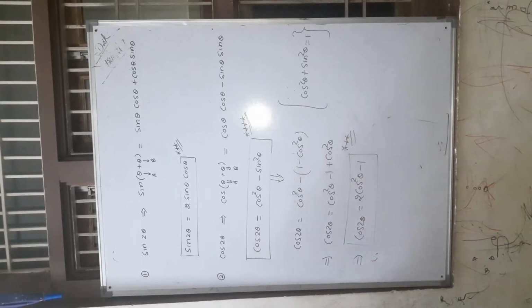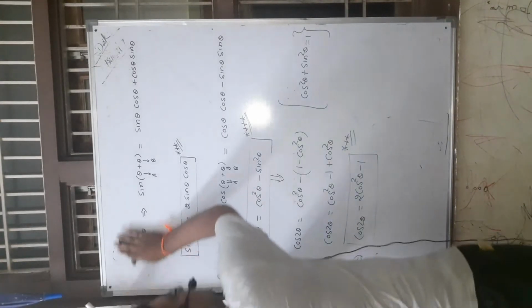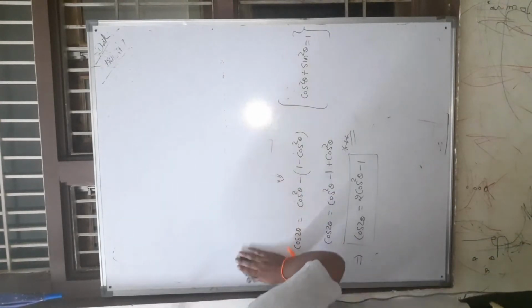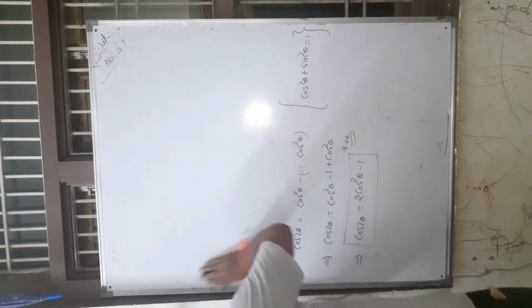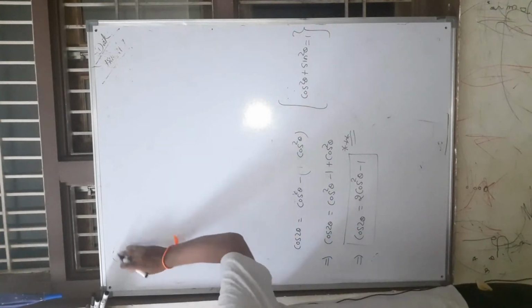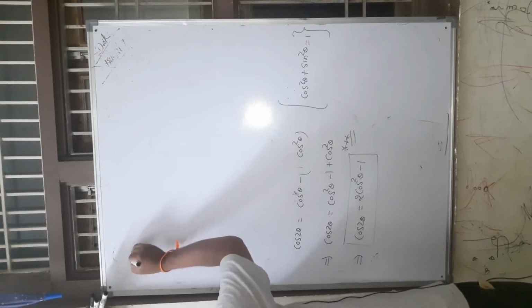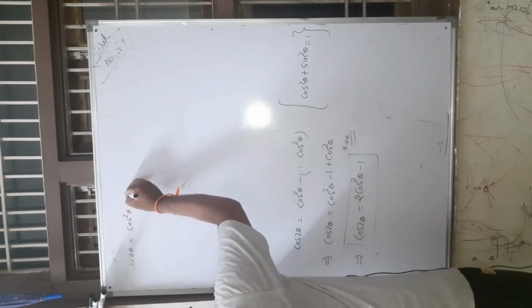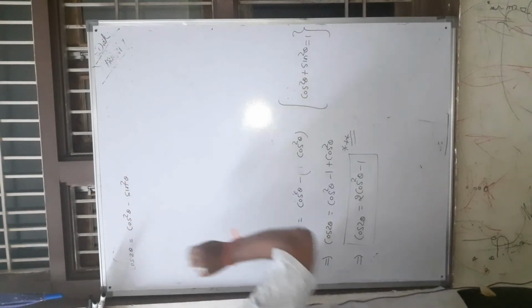So like this we can derive another formula for cos 2 theta. First note down all these formulas by taking a screenshot or pause. So as we know, we derive another formula for cos 2 theta. As we know, cos 2 theta is equal to cos square theta minus sin square theta. This is the basic formula of cos 2 theta.